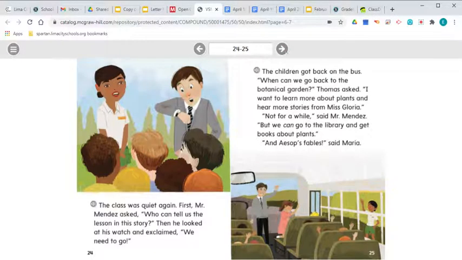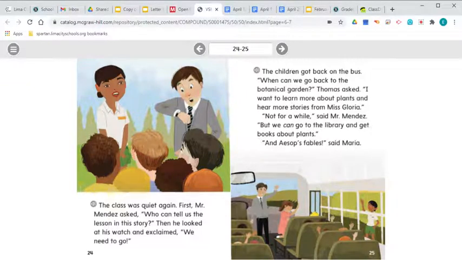The class was quiet again. First, Mr. Mendez asked, "Who can tell us the lesson in this story?" Then he looked at his watch and exclaimed, "Oh, we need to go." Now, is anyone else wondering why Mr. Mendez says that they have to go and he can't finish talking about the lesson in the fable? I mean, maybe they have to be back to school at a certain time because school's going to get out. So he says we have to go.